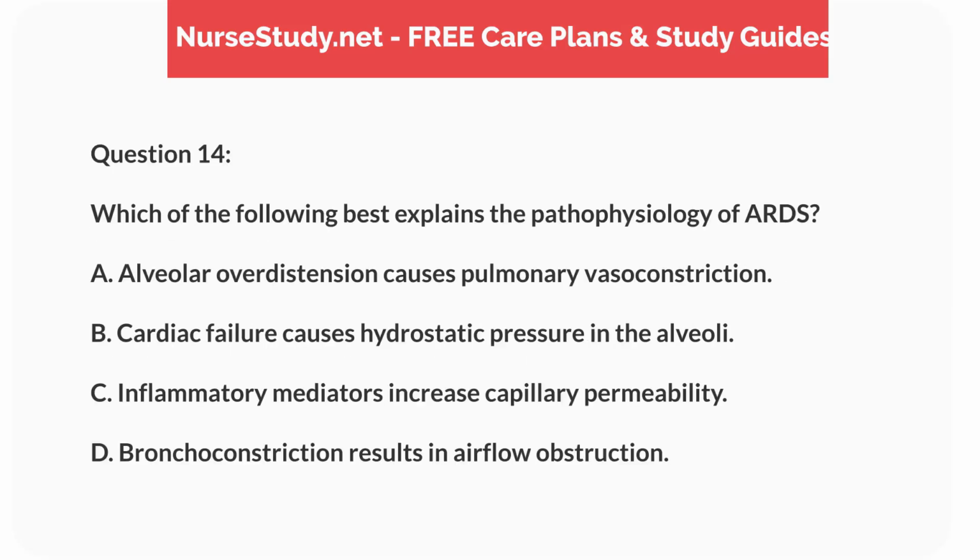Question 14. Which of the following best explains the pathophysiology of ARDS? A. Alveolar overdistension causes pulmonary vasoconstriction. B. Cardiac failure causes hydrostatic pressure in the alveoli. C. Inflammatory mediators increase capillary permeability. D. Bronchoconstriction results in airflow obstruction.